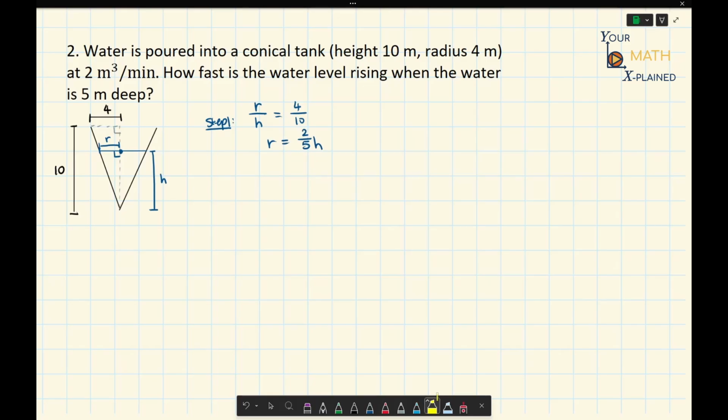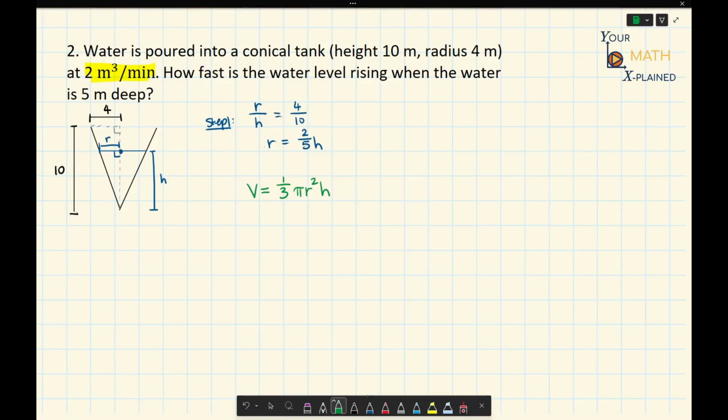Next, we know that the water is being poured into this tank at a rate of 2 meters cubed per minute. So this 2 meters cubed per minute is telling us that the volume is increasing at that rate. Which means in order for us to use that number, we need to go ahead and write down the volume formula for a cone. So the volume formula for a cone is V is equal to 1 over 3 times pi times r squared times h.